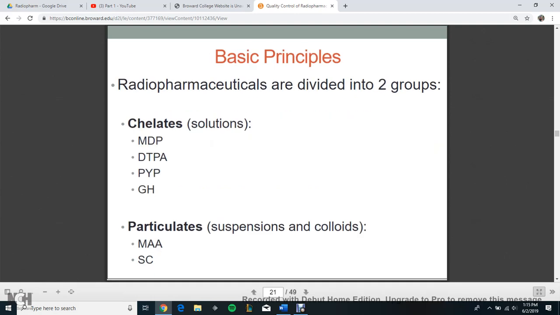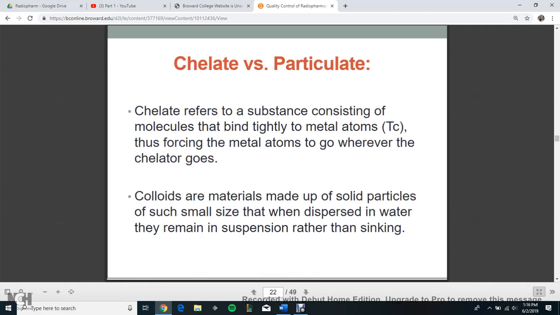Basic principles. Radiopharmaceuticals are divided into 2 groups. Chelates, which are solutions: MDP, DTPA, PYP, and GH; and particulates, which are suspensions of colloids: MAA and sulfur colloid.